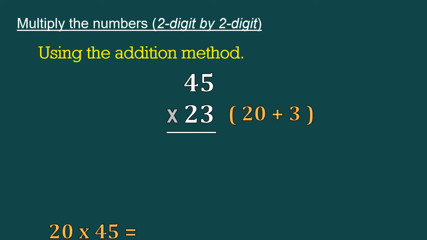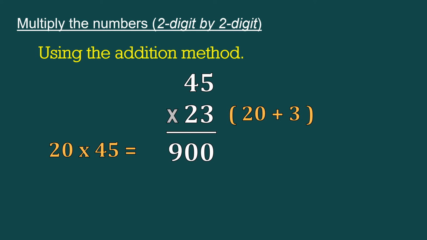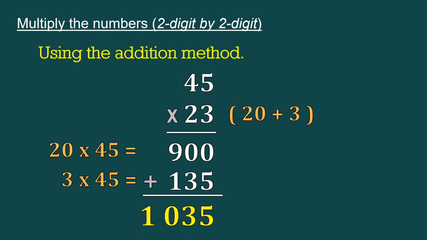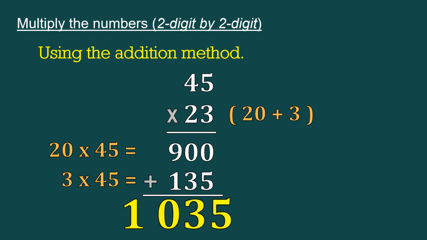We multiply 20 by 45 to make 900 as the partial product. Multiply 3 by 45 to make 135. Then add the partial products. 900 plus 135 is equal to 1035. The product of 45 and 23 is 1035.